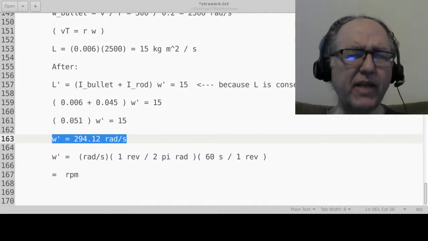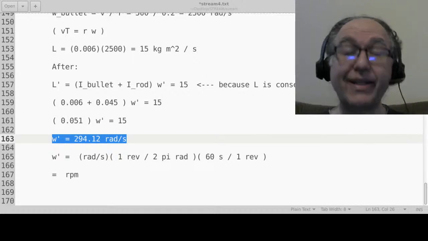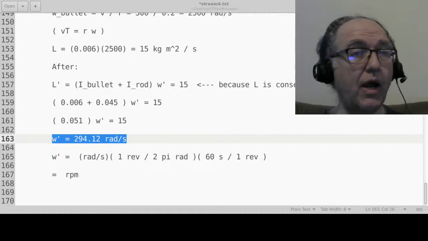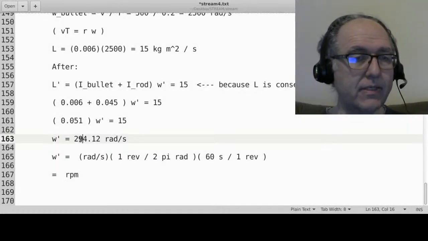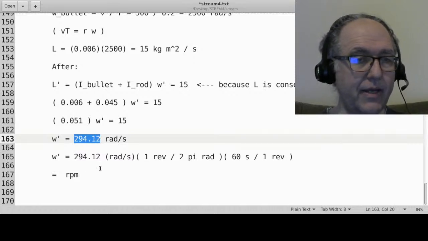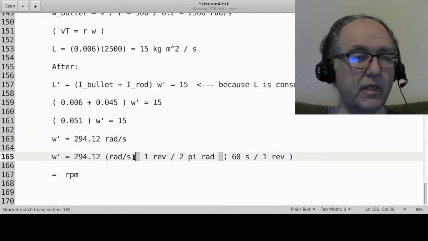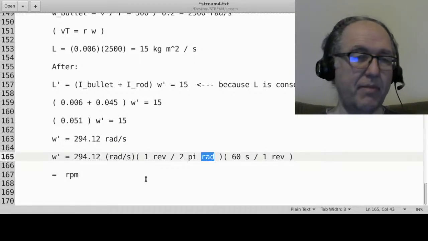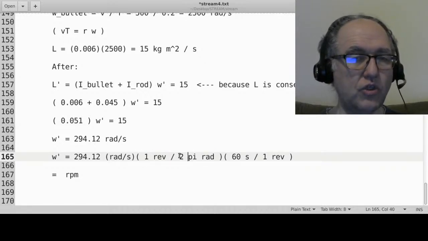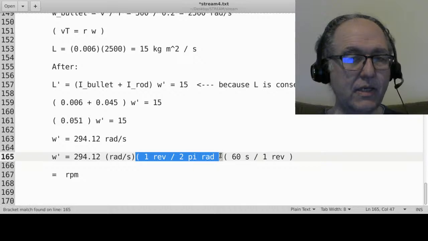But radians per second are not that intuitive. So as the last step, even though that does answer the question, let's convert it to revolutions per minute. We're just going to take that number there, in radians per second. So we have to convert the radians to revolutions. So radians in the numerator, radians in the denominator. 1 revolution is 2 pi radians, so that's equal to 1.